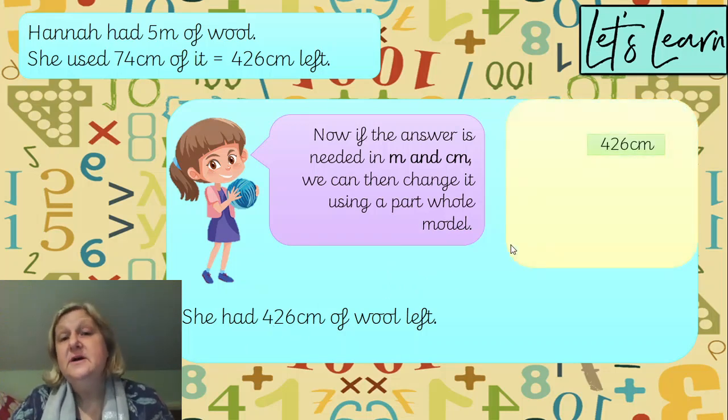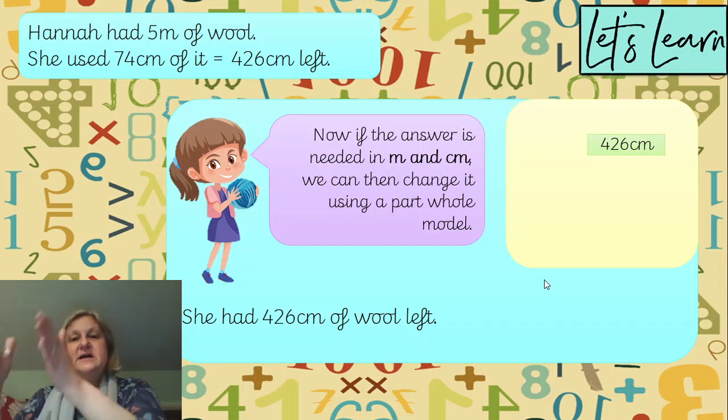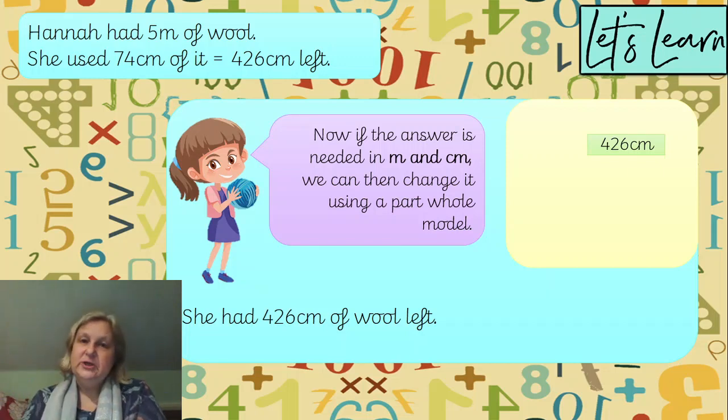We can use a part whole model. And here we go with one on this side. Don't forget, you need to rule off down and make that section in your book today. That is your working out column.